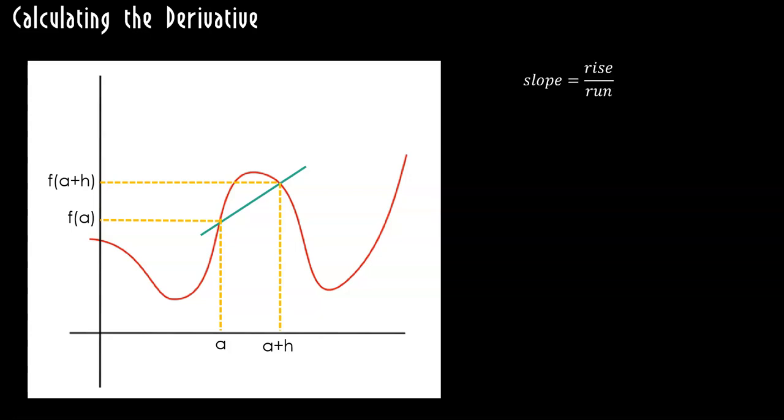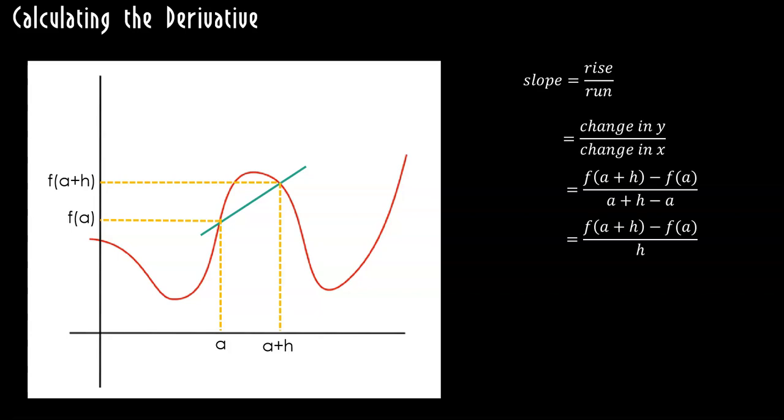The slope of this line, well, slope is rise over run, which is change in y over change in x, which in this case is f of a plus h minus f of a over a plus h minus a, which simplifies to f of a plus h minus f of a all over h. Now, as I said, this is a pretty crappy approximation, so we want to make h a little smaller. Let's try that one. A little bit closer, still kind of crappy. How about this one? Still pretty crappy.